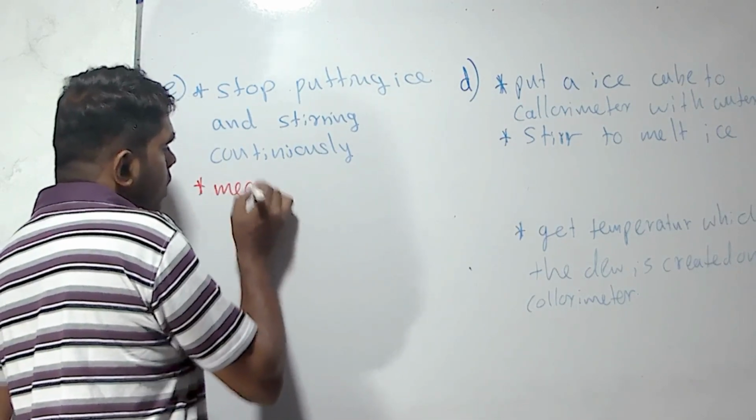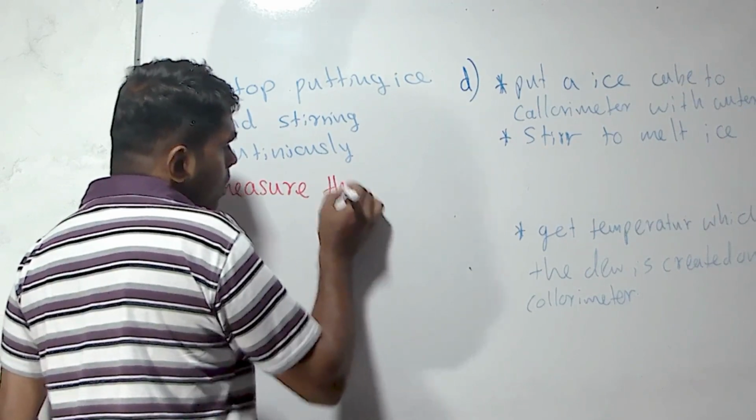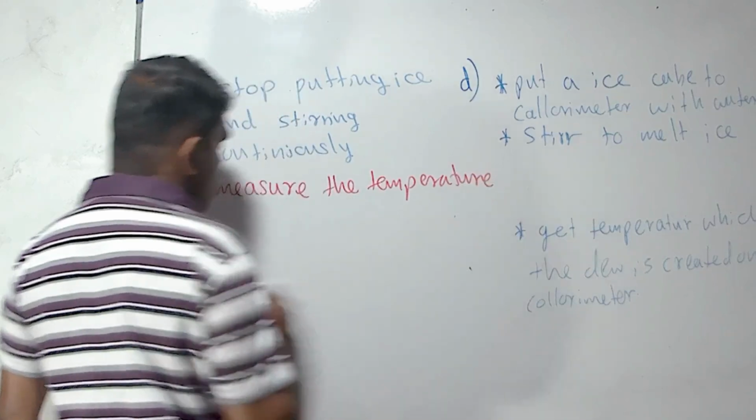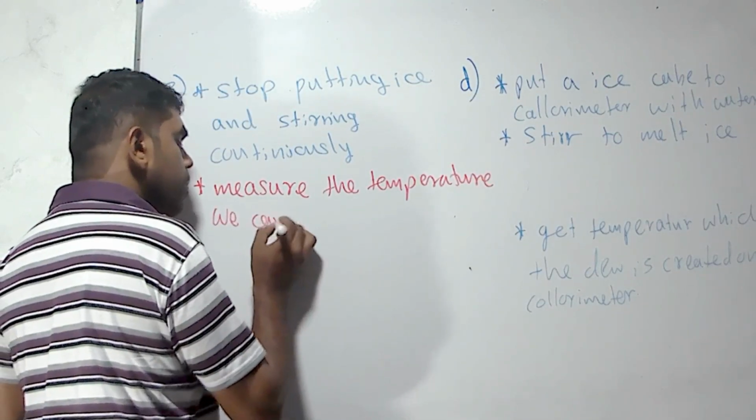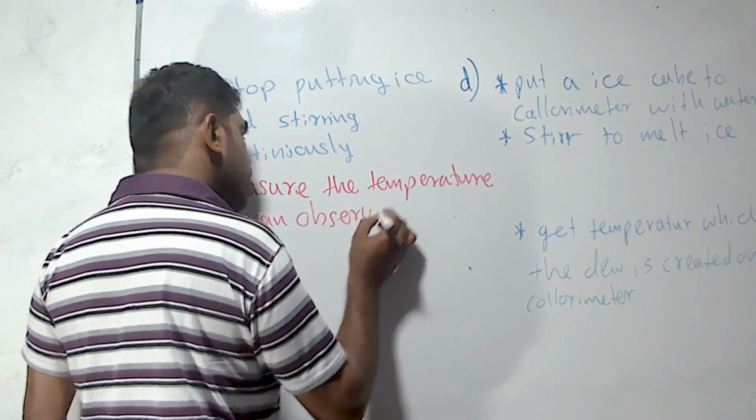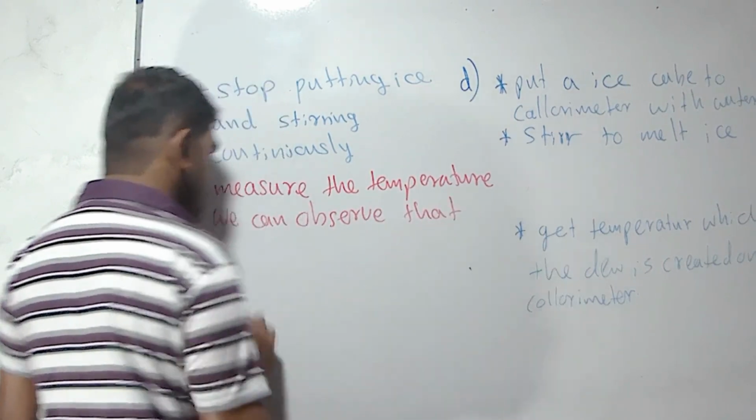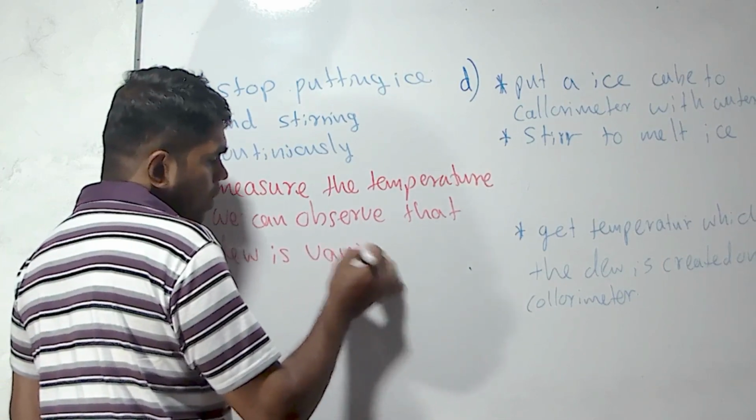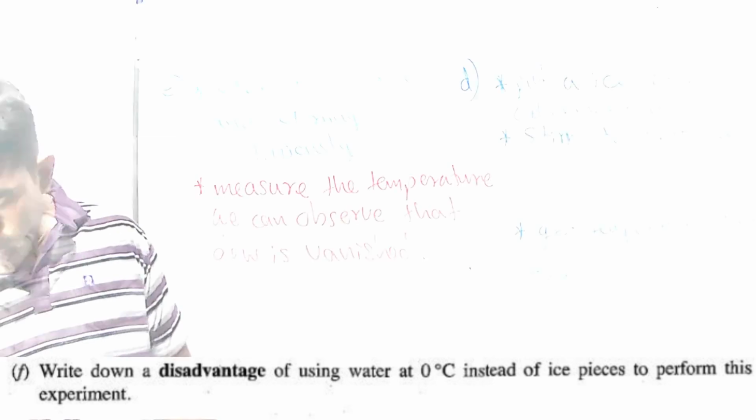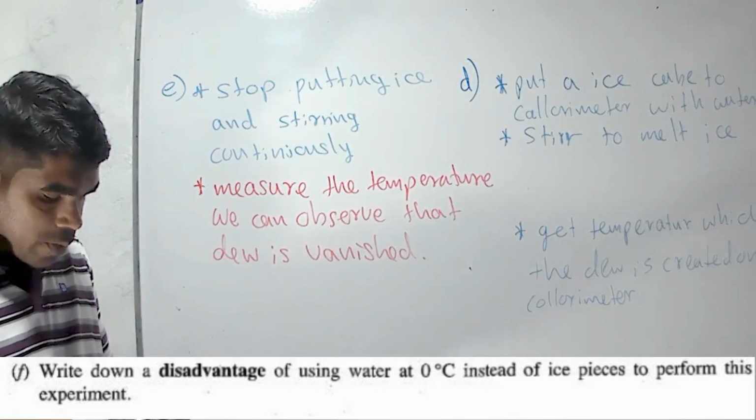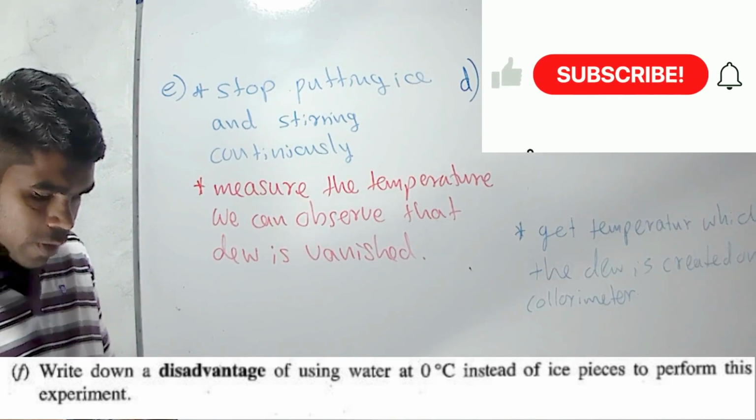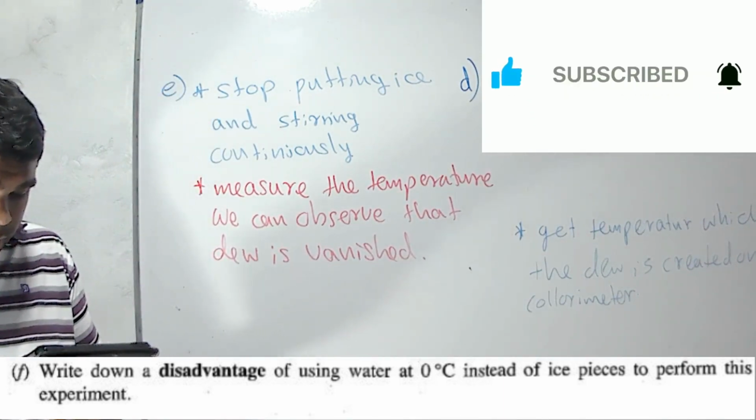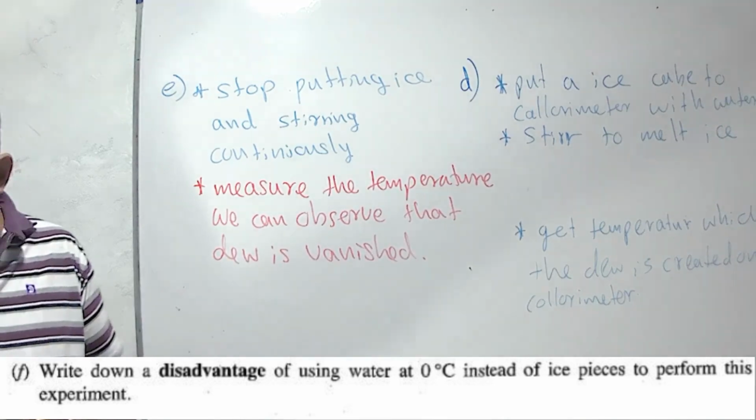Measure the temperature. You can observe that the dew has vanished. Then part F. Write down a disadvantage of using water at 0 degrees instead of ice pieces to perform this experiment.